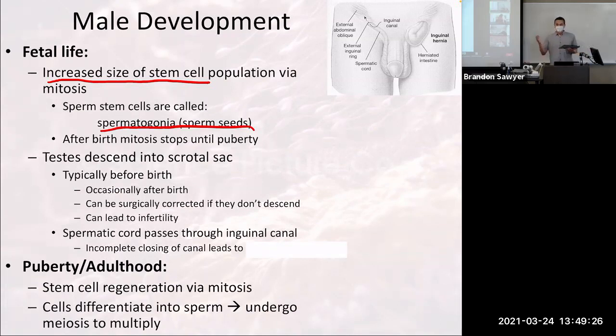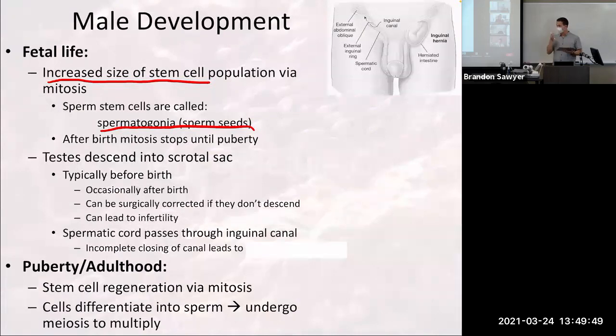okay? But then when the male baby is born, this mitosis stops. Okay, so no more mitosis at that point, all the way up until puberty, and then that mitosis begins again. We start adding more cells to the testes in males, and then eventually those will start becoming sperm as well.